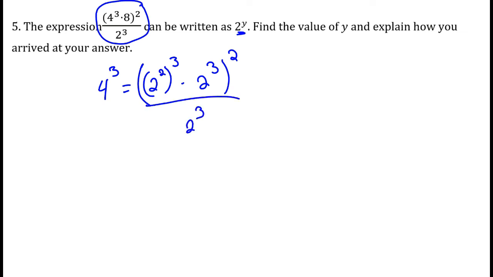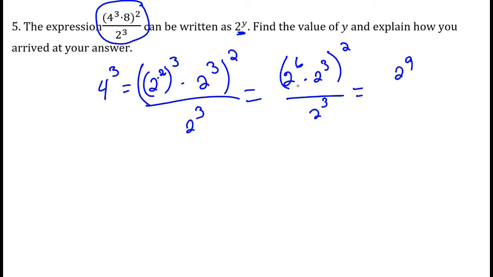Now that I have everyone in terms of a base 2, I can apply properties of exponents to help me out here. A power to a power means multiply, so that gives me 2 to the 6 times 2 cubed squared over 2 to the third. I can't divide out those 2 to the thirds because exponents come first in order of operations. Well, I'm multiplying those two together, which means I can add the exponents. I really have 9 2's being multiplied together there. And that's squared.